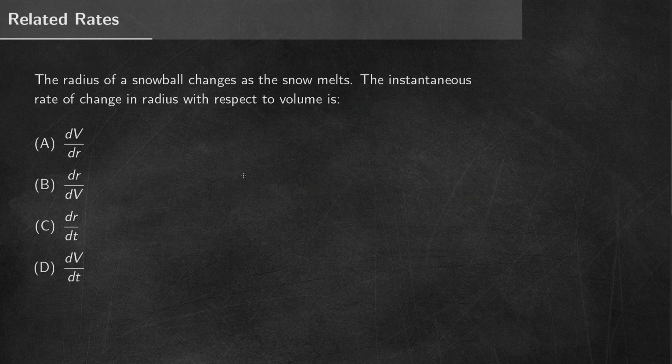Let's say the radius of a snowball changes as the snow melts. The instantaneous rate of change in radius with respect to volume would be dV dr, dr dV, dr dt, or dV dt. We want the rate of change in radius, so the change in radius with respect to volume. So the change in volume, delta r over delta V. So that's going to be dr over dV. dr over dV is choice B.